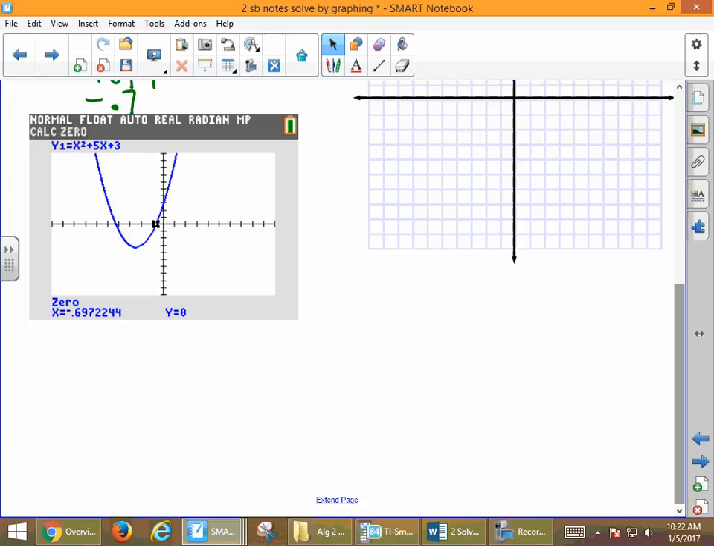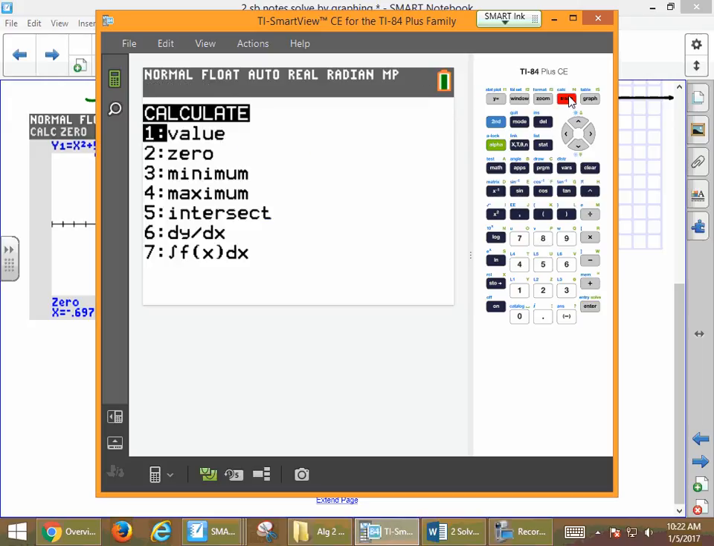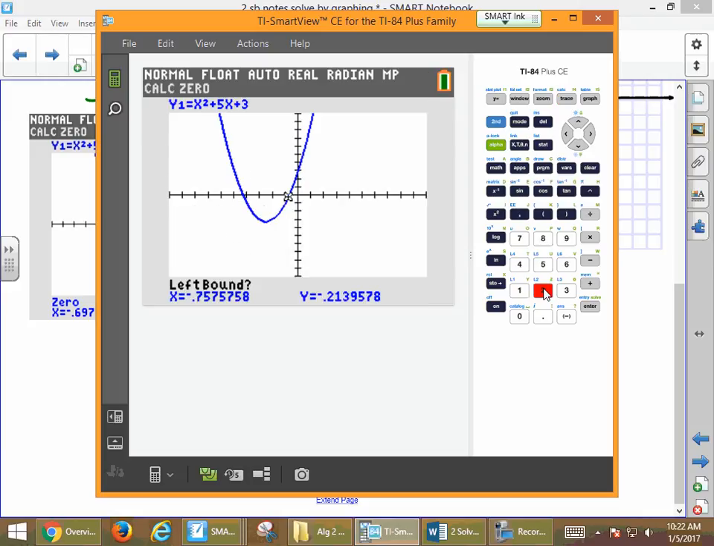So we're going to go back to our calculator. There we go. And I'm going to push second trace again, number 2, the 0. I'm going to figure out our x-intercept farthest to the left. I'm going to arrow over.